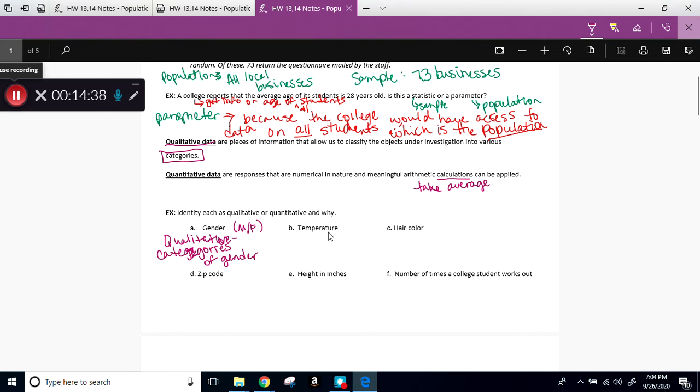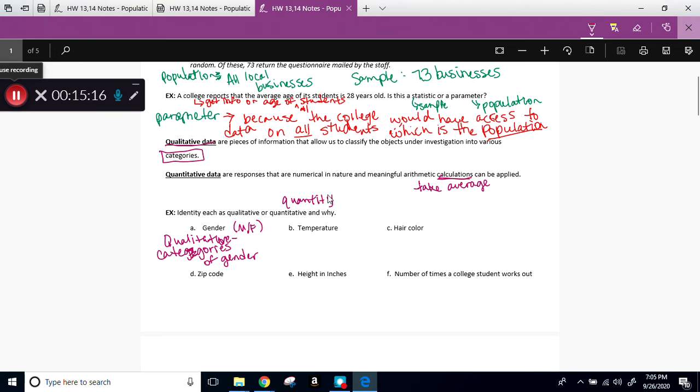Temperature. Okay, temperature can be something like 72 degrees, 36 degrees. We could do something with that. We could maybe do some sort of calculations with that, or maybe take an average of it. This week it was 72 degrees, and then it was 46, and then it really warmed up to 80, and then it dropped back down to 50. We can come up with an average. Well, the average temperature this week was blah, blah, blah. So that is quantitative.